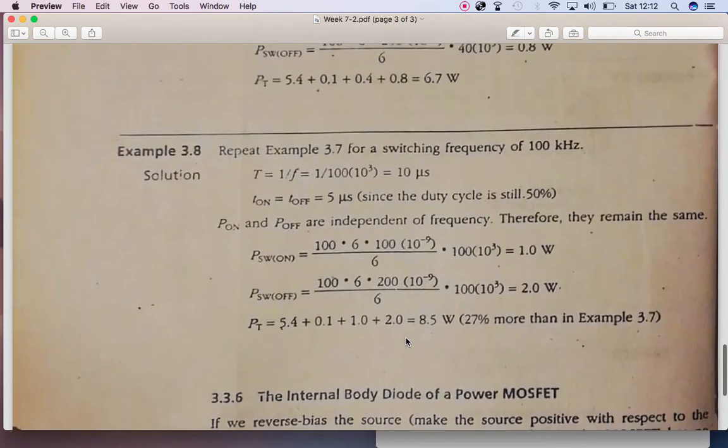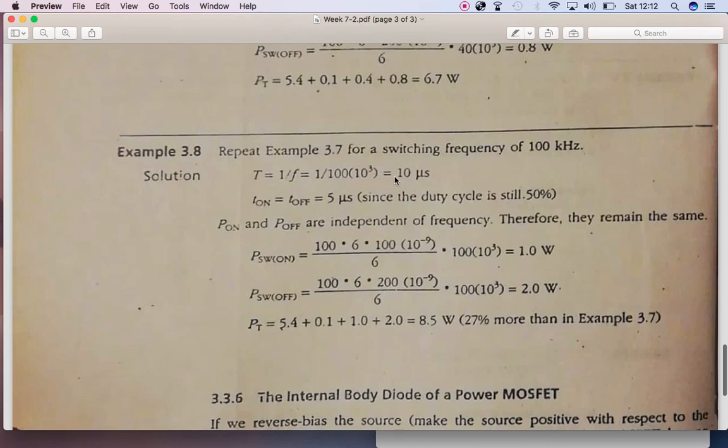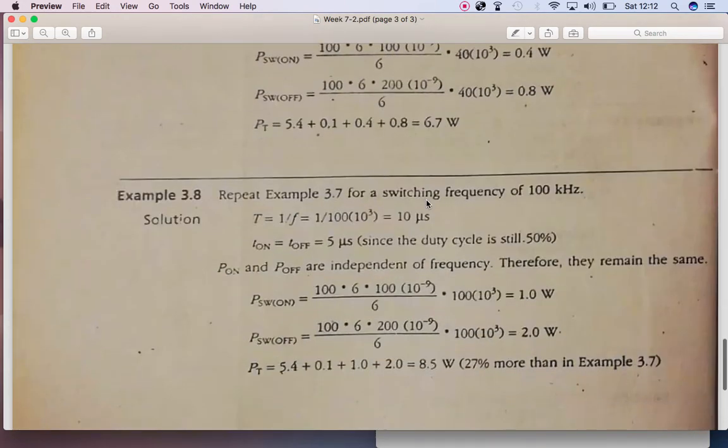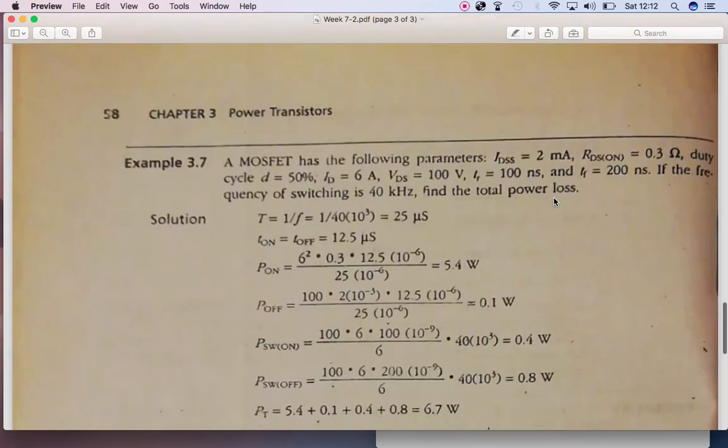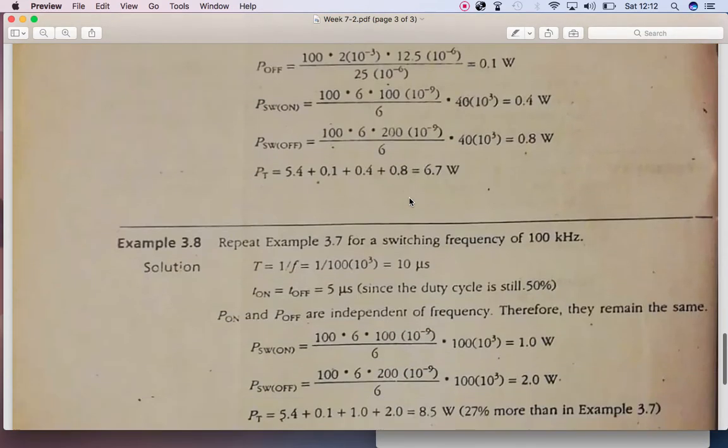And similarly we repeat this whole previous example for the case of the switching frequency, which is 100 kilohertz instead of 40 kilohertz.